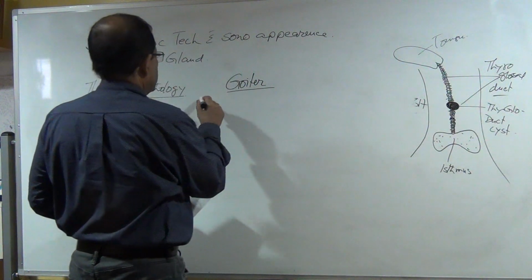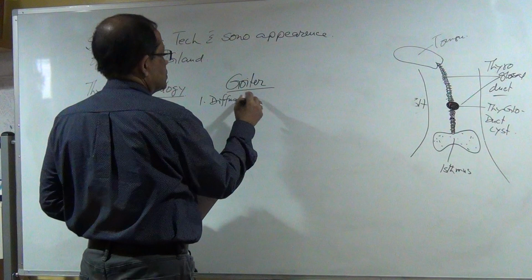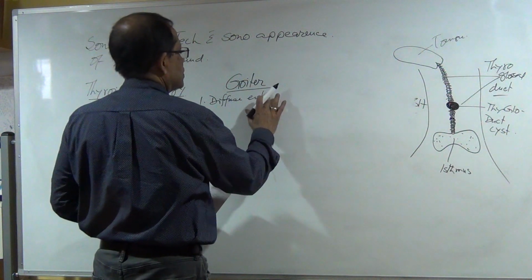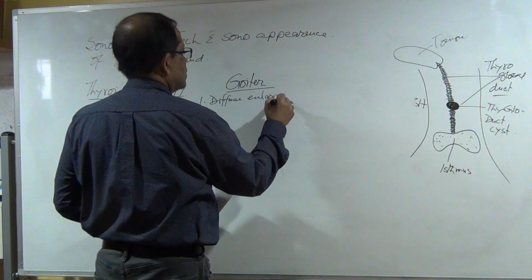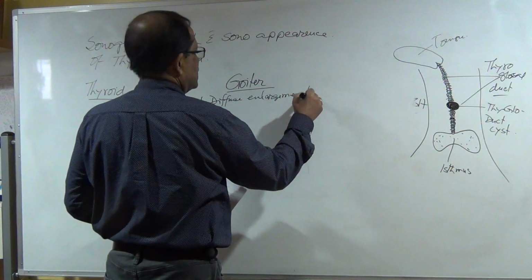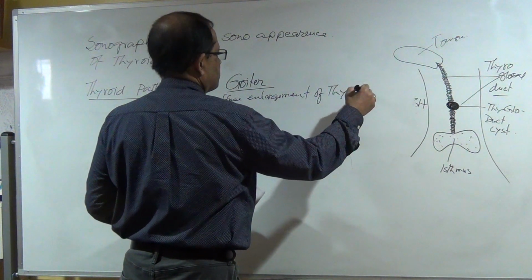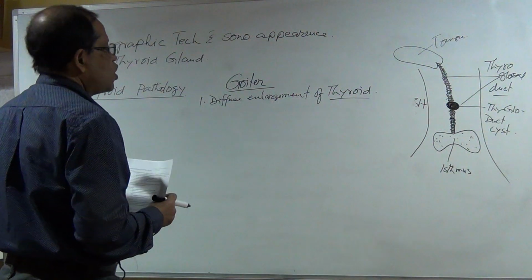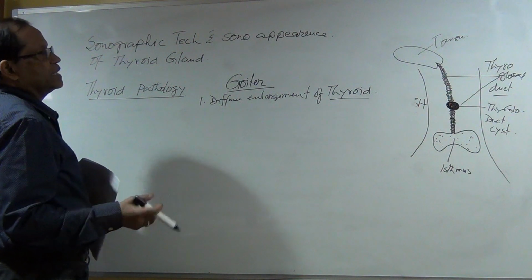Goiter. It is a diffuse enlargement of the thyroid. Diffuse enlargement is all over. The thyroid gland is enlarged.